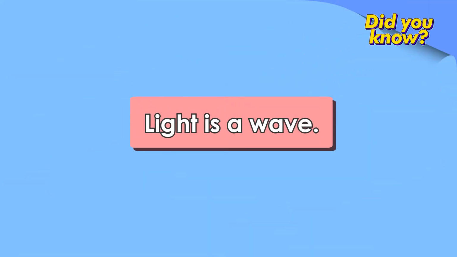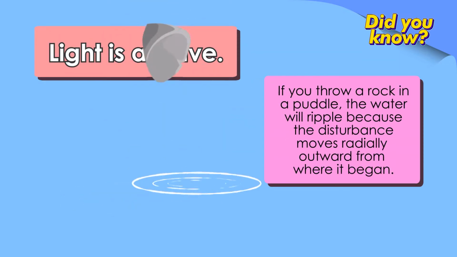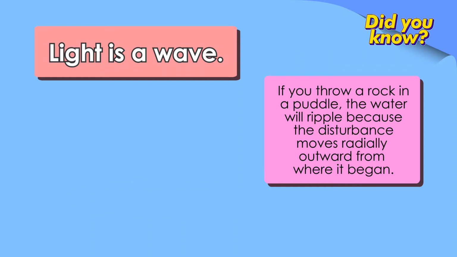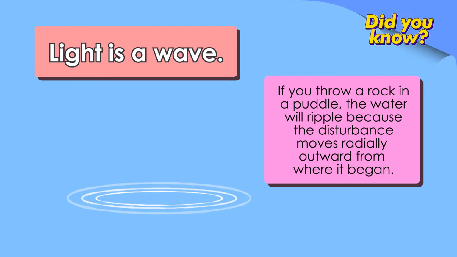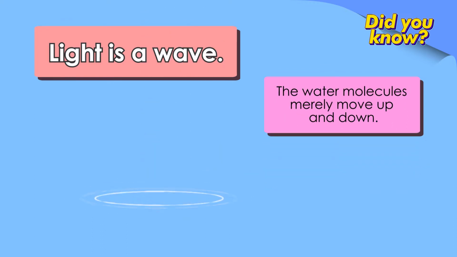Light is a wave. If you throw a rock in a puddle, the water will ripple because the disturbance moves radially outward from where it began. The water molecules merely move up and down.